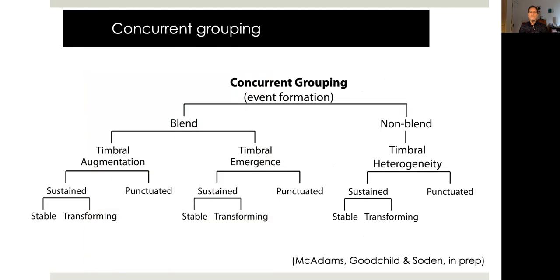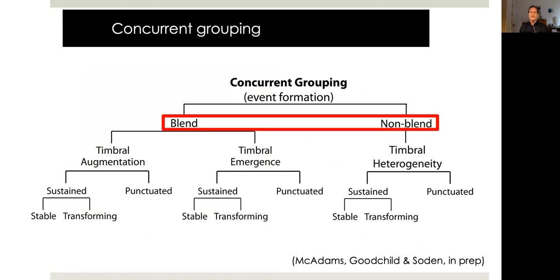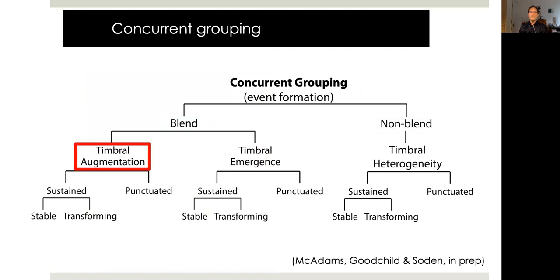So here is the concurrent grouping taxonomy that we've developed. In this concurrent grouping taxonomy, we distinguish blend from non-blend. In a lot of music, non-blend of instruments playing at the same time is the default result. However, when instruments do blend, we have a couple of possible perceptual results that were proposed originally by Greg Sandell in 1991. Timbral augmentation, where a dominating instrument is augmented by one or more instruments which may not be identifiable. And timbral emergence, where the identities of the constituents are subsumed into the whole.